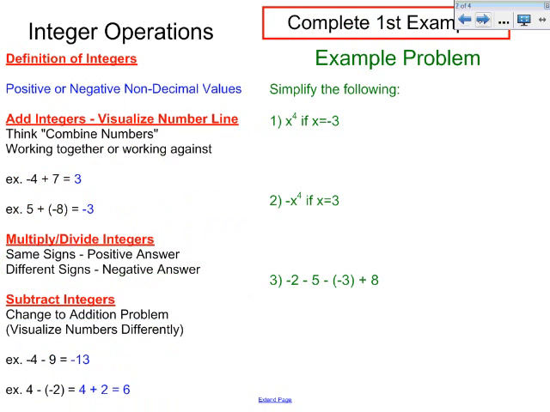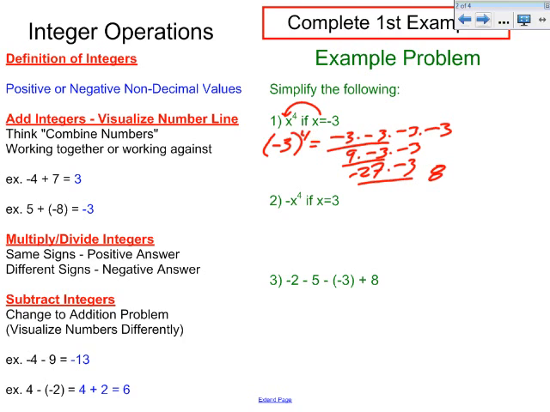All right, now looking at the first example, we have x to the fourth. That means we're doing x times x times x times x, to the fourth power. And it's saying if x is -3. When you plug in -3, always put it in parentheses. So this is saying -3 times -3 times -3 times -3. So you go left to right. -3 times -3 is +9. 9 times -3 is -27. -27 times -3 is +81. And again, you just keep going. Same sign positive, different sign negative.